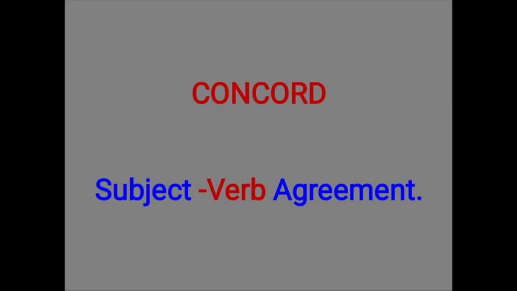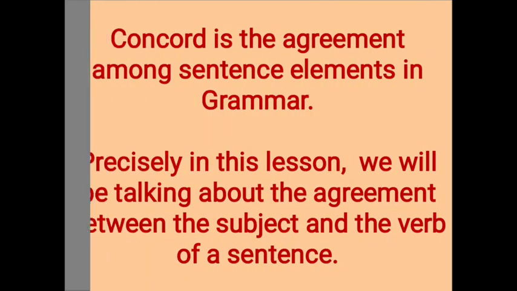Today I'll be talking about concord. What do we mean by concord? Concord is the agreement among sentence elements in grammar. To be precise, we'll discuss the agreement between the subject and the verb of a sentence. That is, the rules that govern the subject and the verb of a sentence.